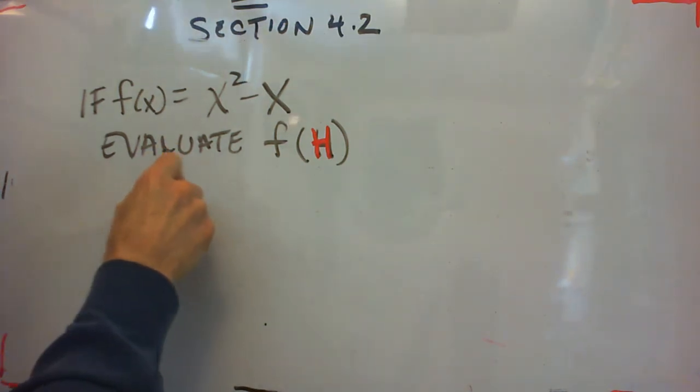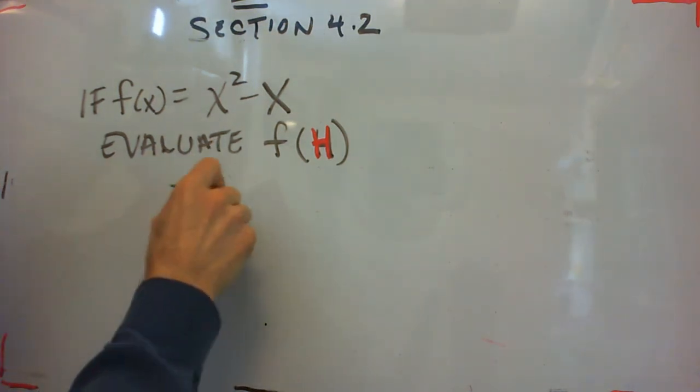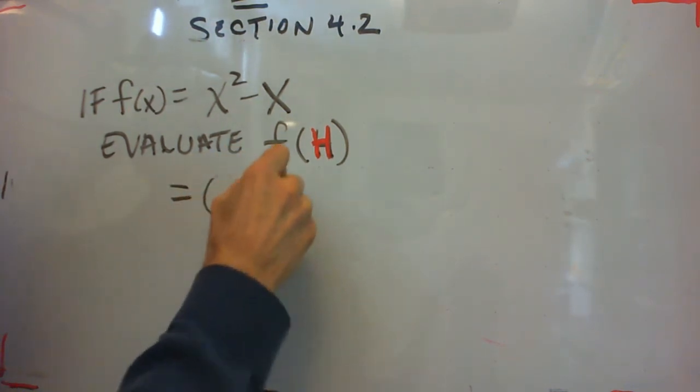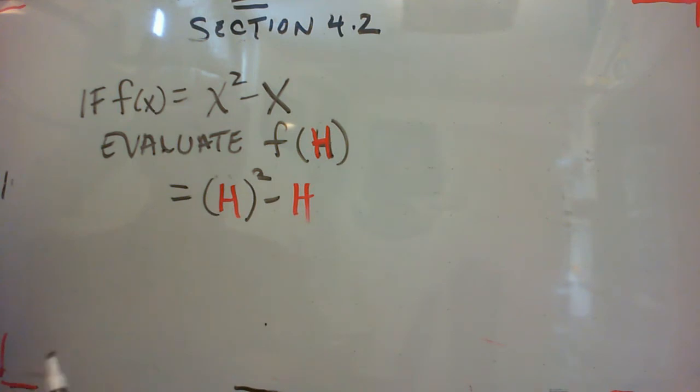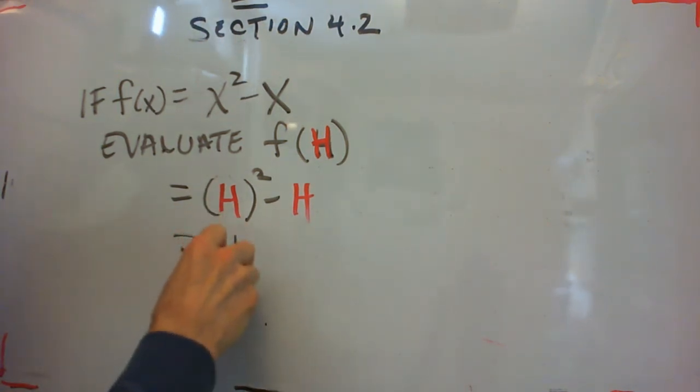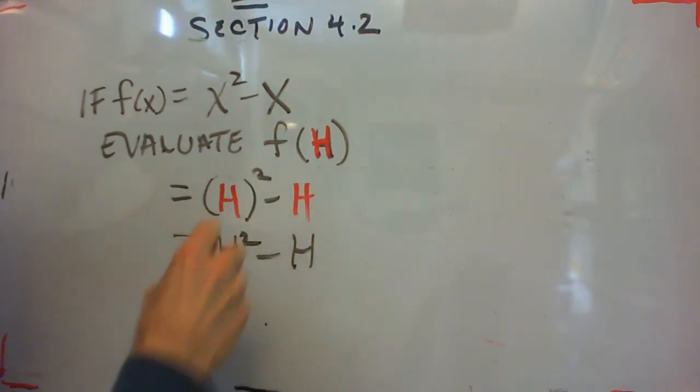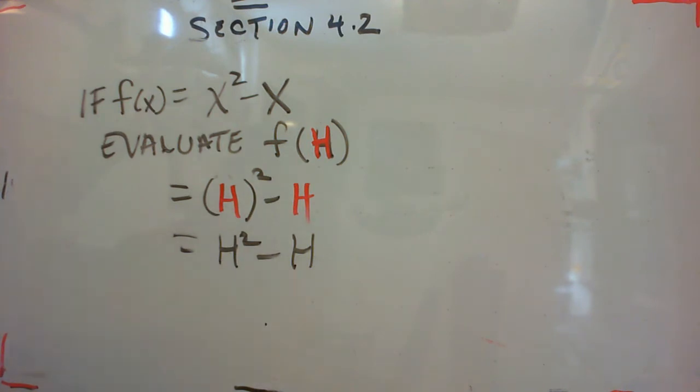So f of h is h squared minus h. And that's all we can do with this. h squared minus h, and that's your answer.